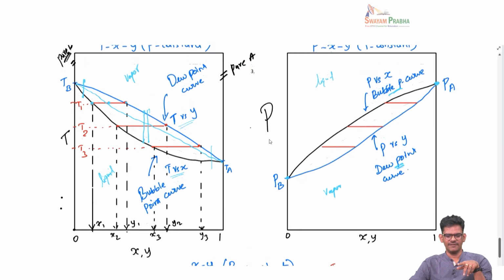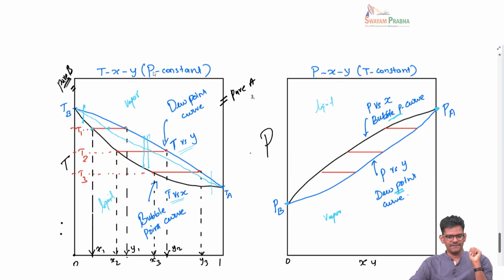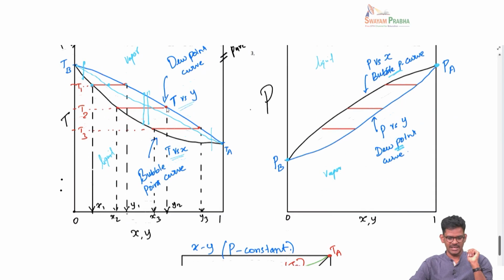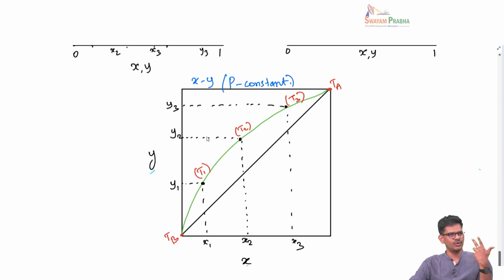Okay. Now if I go back here again, here I have kept the pressure constant. Okay, let's say 1 bar, and I have done this. Now let's say I want to do this for 2 bars. Okay, this curve will be different. So this green curve, which is an XY plot, will also be a function of what pressure you are fixing.